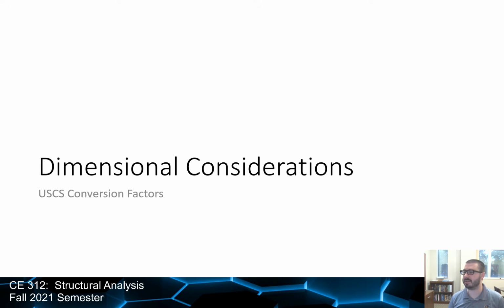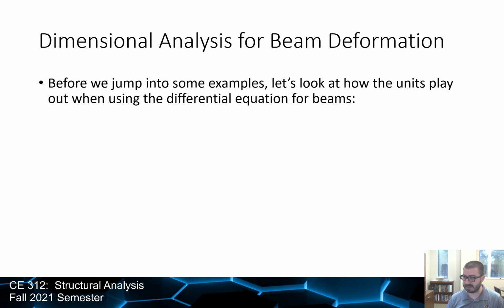But what I want to do is derive some USCS conversion factors. If you remember, for trusses, there was a conversion factor, and it was 12. Now we need two conversion factors, one for displacements and one for rotations, that we need to derive for USCS. Before we jump into examples in the next lecture, where we're going to look at a single moment function problem and then a multiple moment function problem, let's look at how the units play out.